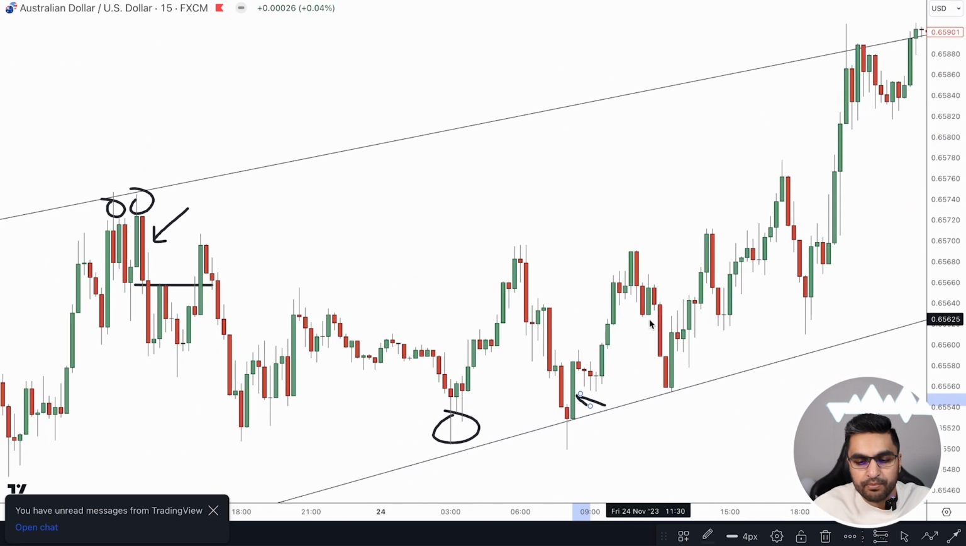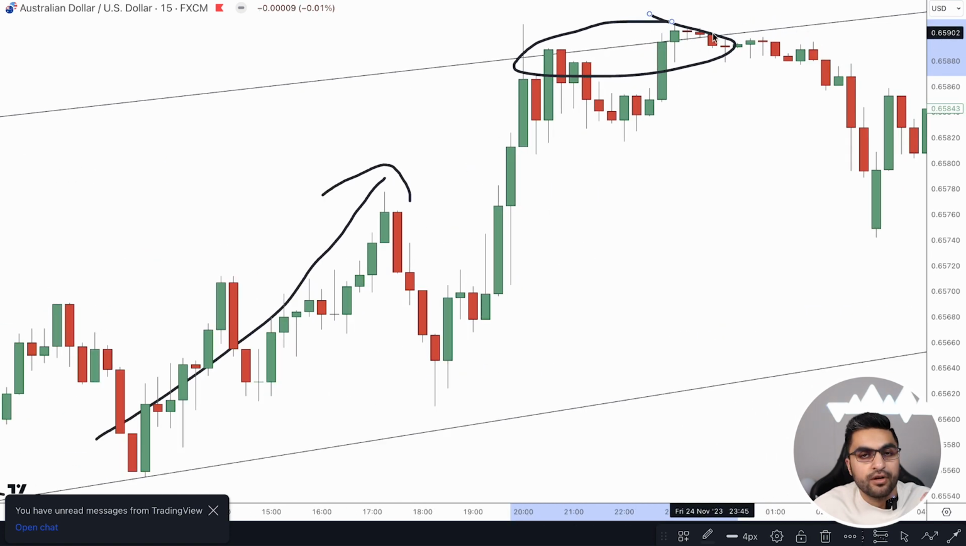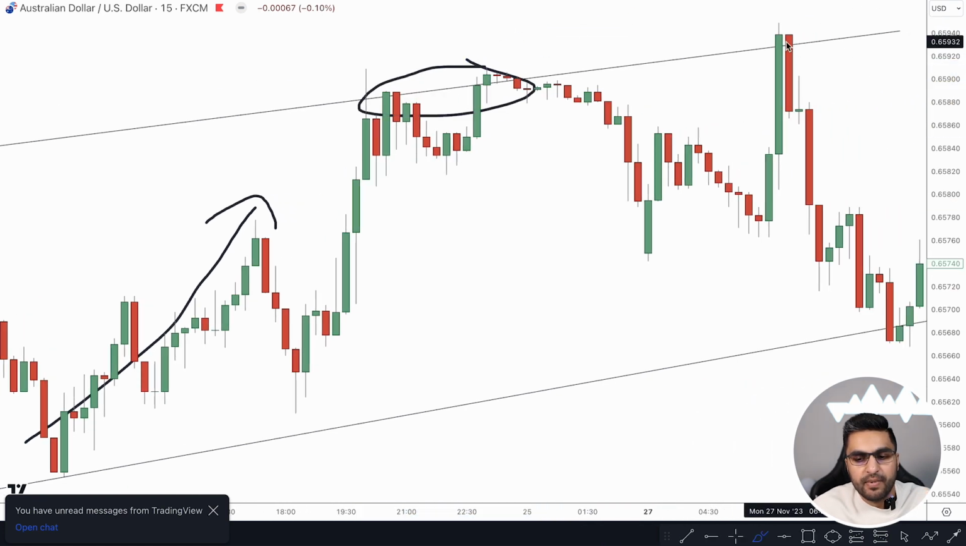After that, buyers went up, and when they went up, they got rejections. However, right after this rejection, there was no strength from the sellers, so that's why this movement happened. And when buyers came, they got rejected. Then look at the strength of the seller's candle. That's what you always need to look for when you want to take a trade inside the channel.